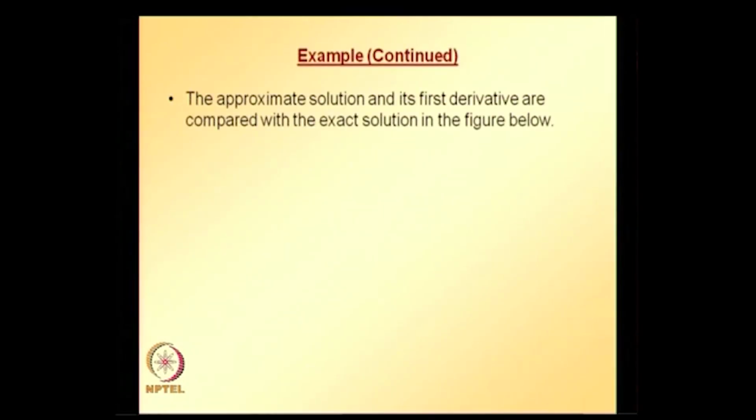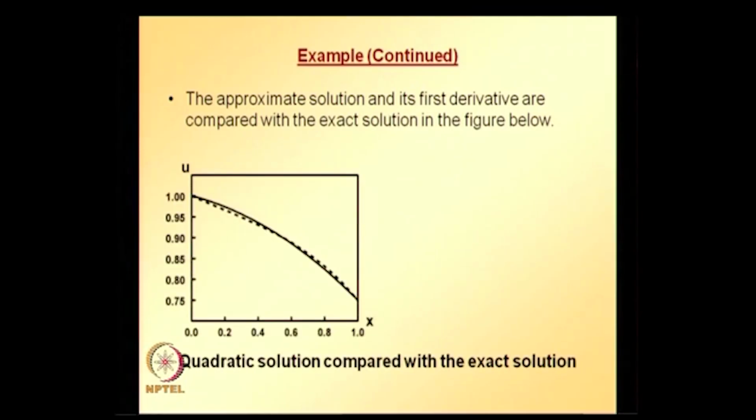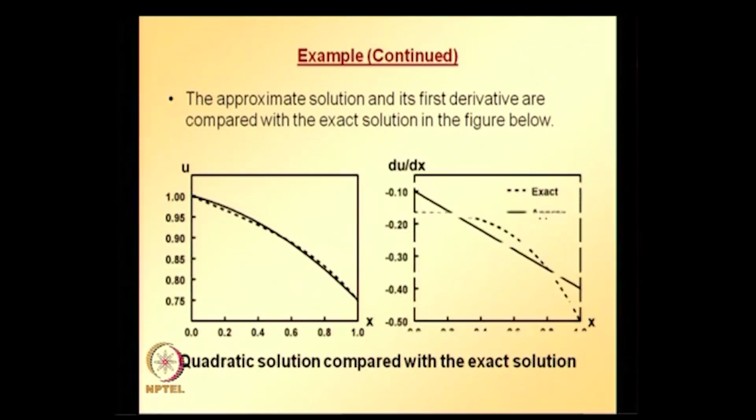And as we did earlier, we will just see how the approximate solution and the exact solution match for u and also the derivative of u. That comparison is shown here. Here is where the 10% error is coming. So now let us solve the same problem using the cubic trial solution.